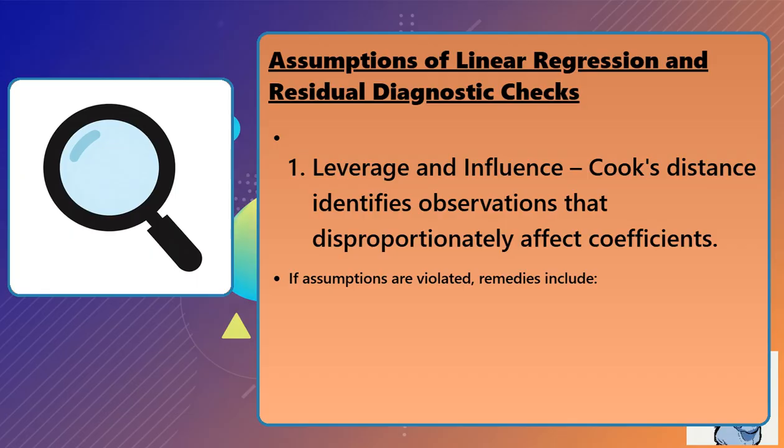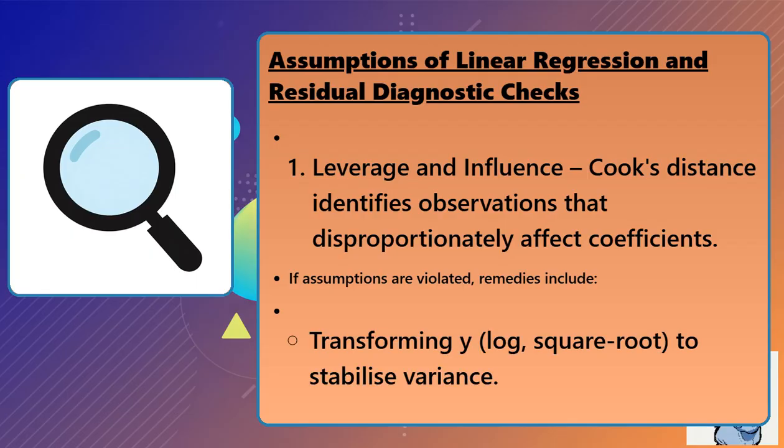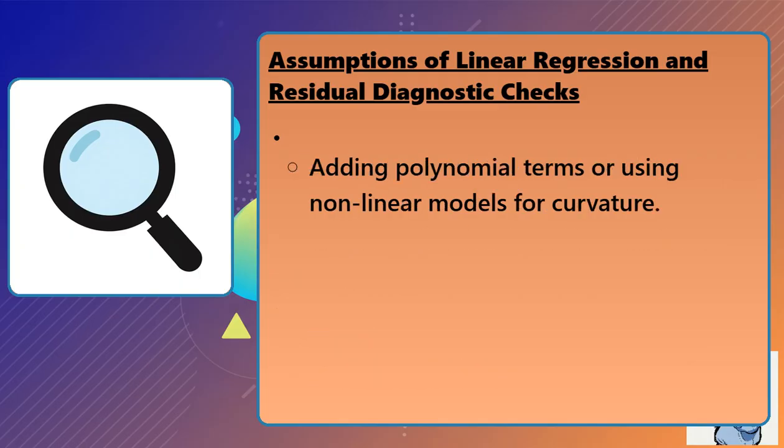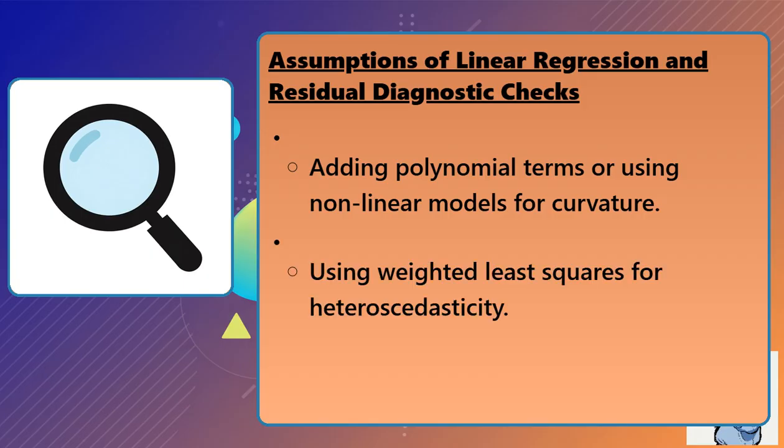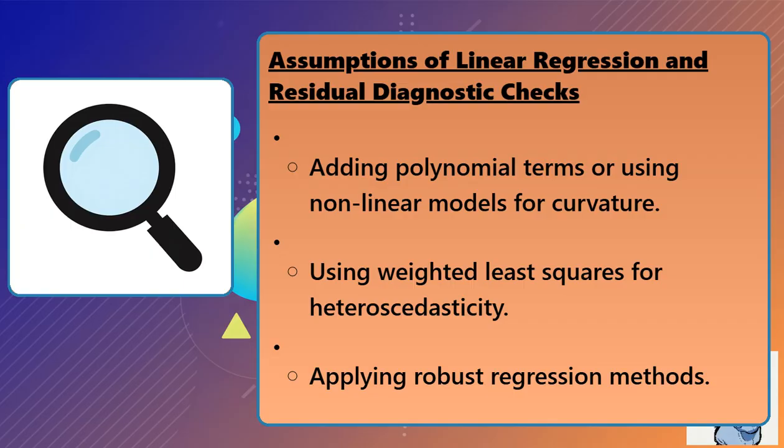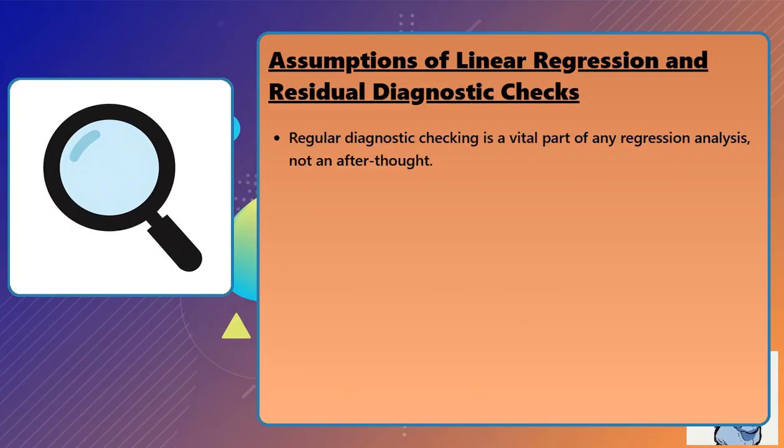If assumptions are violated, remedies include: transform y, log or square root, to stabilize variance; adding polynomial terms or using nonlinear models for curvature; using weighted least squares for heteroscedasticity; applying robust regression methods. Regular diagnostic checking is a vital part of any regression analysis, not an afterthought.